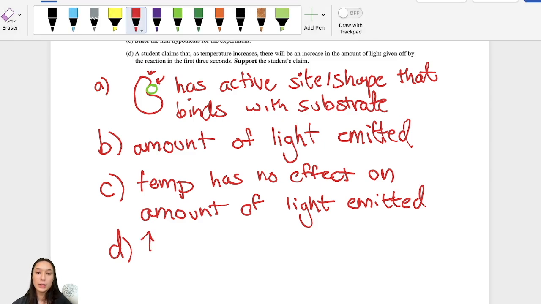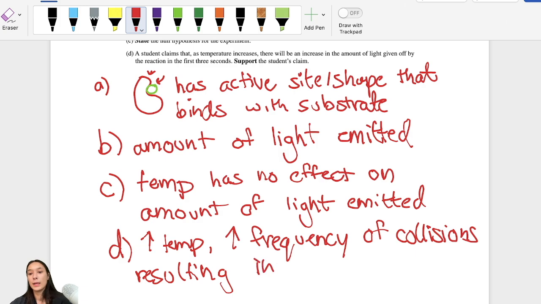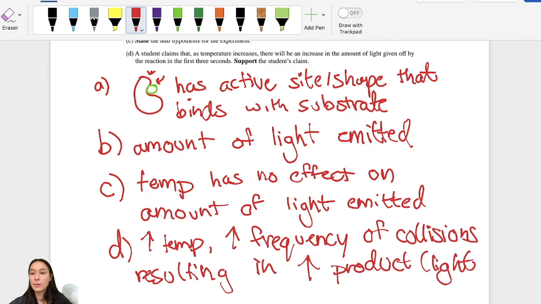So increase in temperature increases frequency of collisions, or you can say interactions. So we have collisions resulting in increased production, which in this case is light. Okay, so you had to justify that. There was another thing that you could have said. This one is the most obvious one in my opinion. This is the one that we teach you guys in the curriculum, that increase in temperature is going to increase the rate of reaction by increasing the frequency of those collisions through kinetic energy.